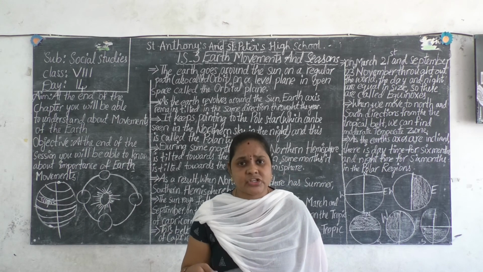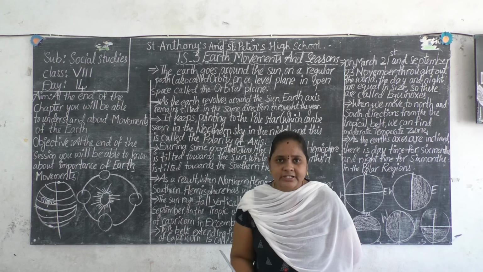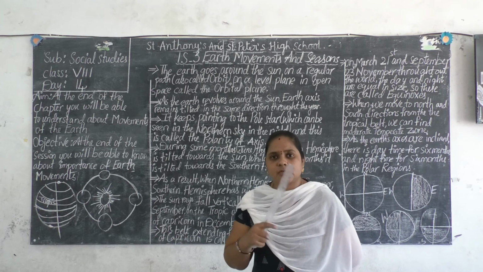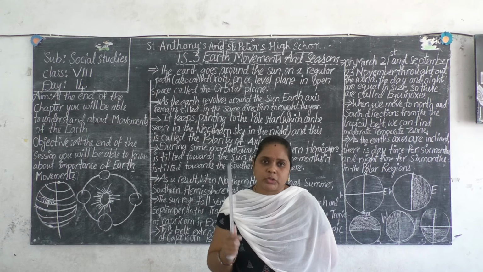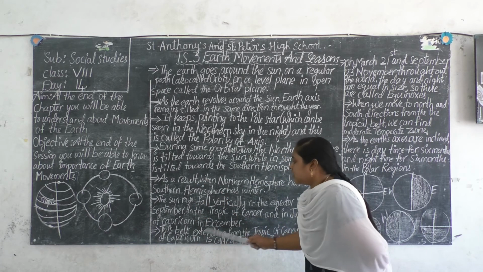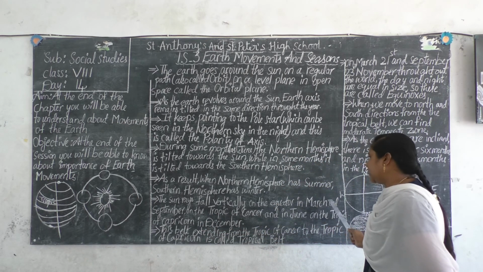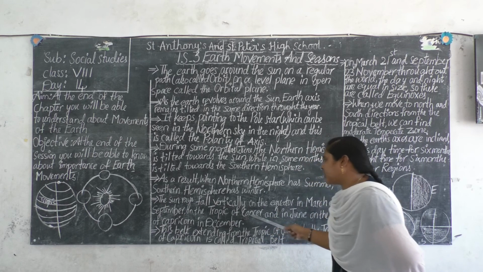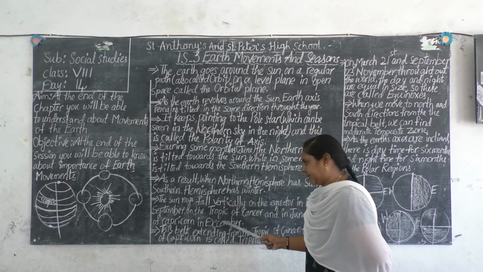The next session I am going to give you for the learning part, and activities: always drawing the latitudes, longitudes and the revolution and rotation activity you have to do until completing this lesson. The sun falls vertically on the equator in March and September, on the Tropic of Cancer in June and on the Tropic of Capricorn in December.